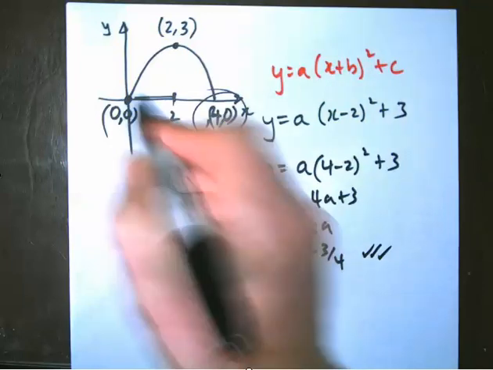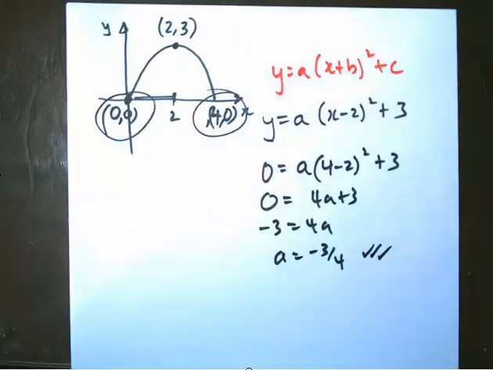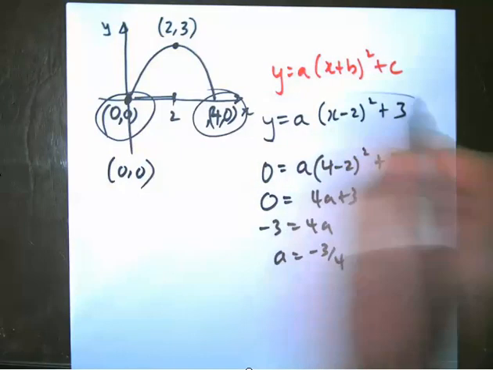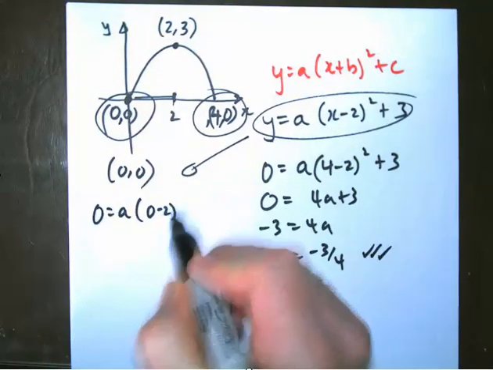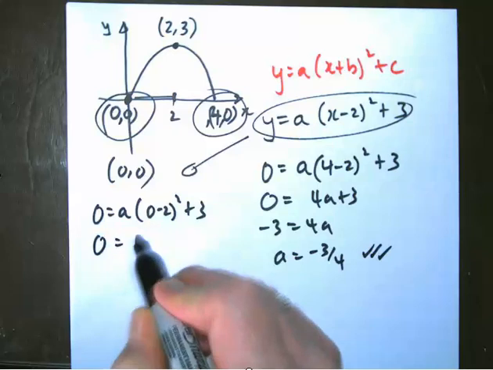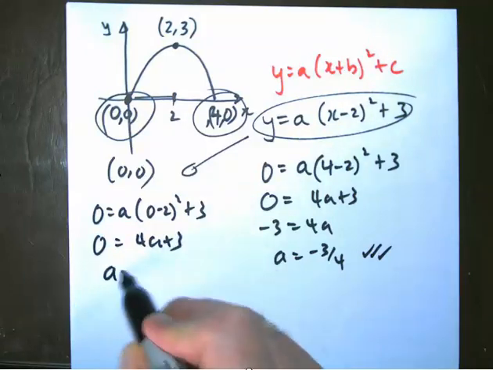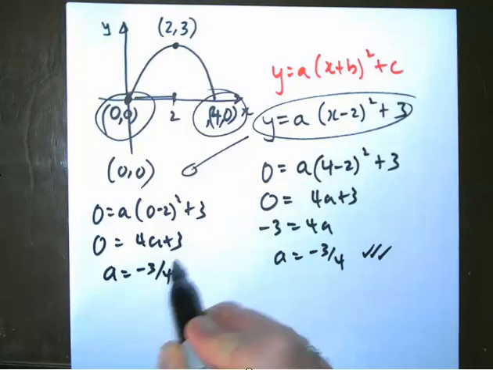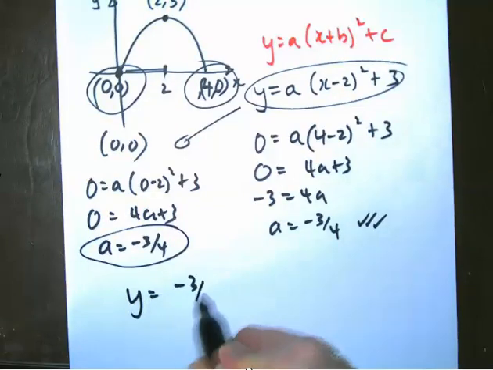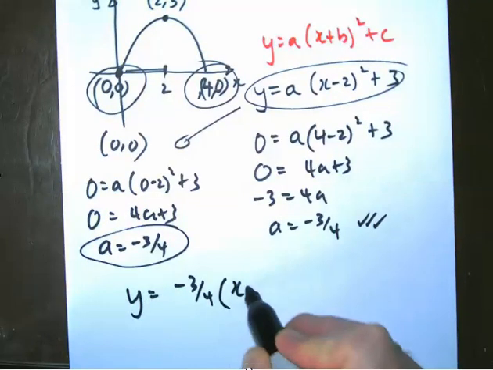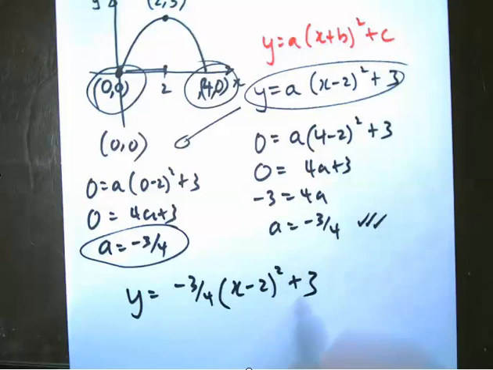Could I have used this piece of information instead of using (4, 0)? Absolutely. If you put in (0, 0), then this would become 0 equals a(0 minus 2) squared plus 3, 0 equals 4a plus 3. Again, a is going to equal minus 3 on 4. So that gives me my general rule, which is y equals minus 3 on 4 (x minus 2) squared plus 3. An equation in turning point form.